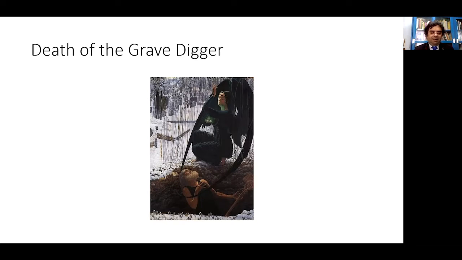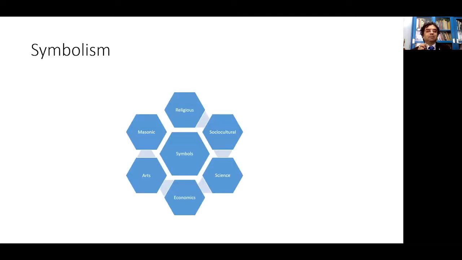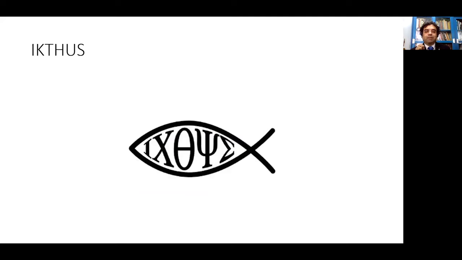Now, I'm getting down to the Masonry symbols, or the symbols of Masonry. I'm not going to divulge any major secrets to you, but what these symbols really mean to us. The next slide, please. Yes. If you look at the symbols, symbols are religious, socio-cultural, scientific, economic, arts, and then of course Masonic. We are going to discuss a lot on Masonic symbolism. So the next slide, Brother Inesh. Okay.